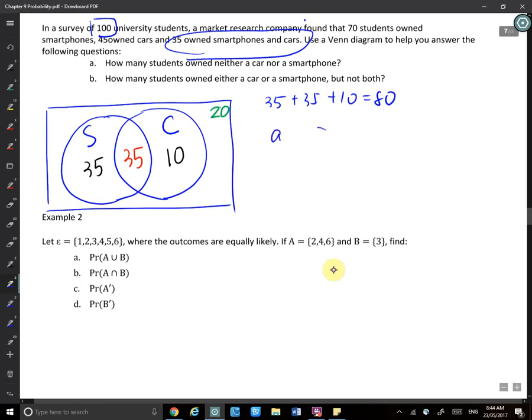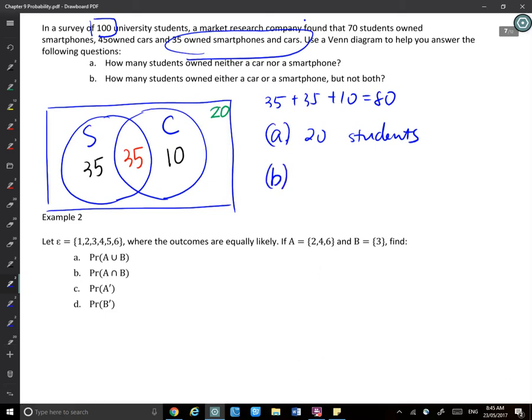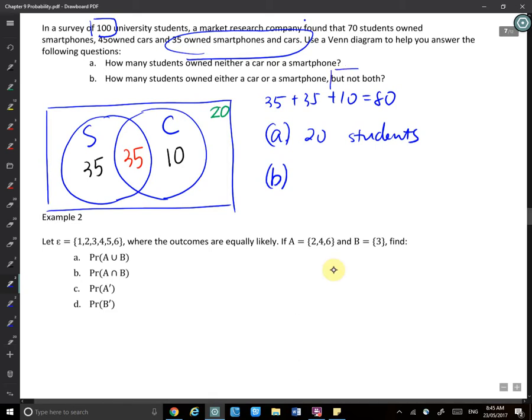Question A. How many students own neither a car nor a smartphone? 20 students. Part B. How many students own either a car or a smartphone but not both? But not both, so it's S only and C only. So it's 35 plus 10 equals 45 students. It's quite obvious, this case is quite obvious.